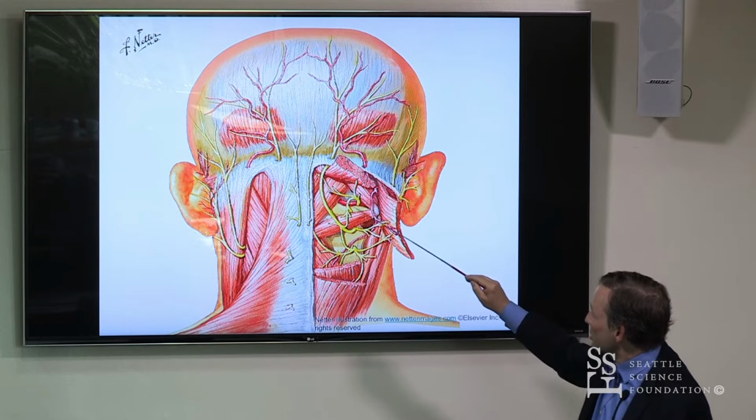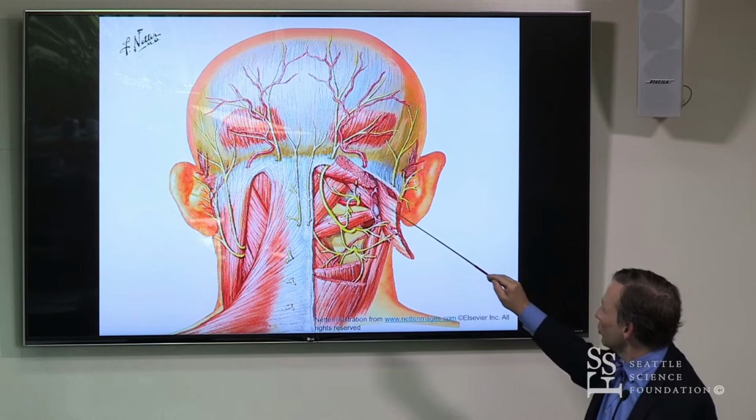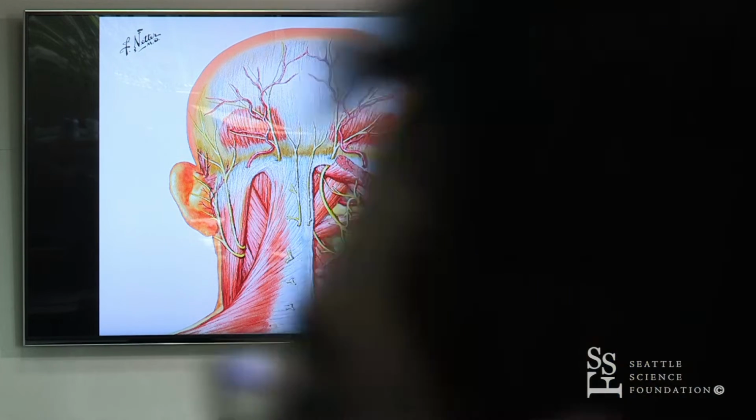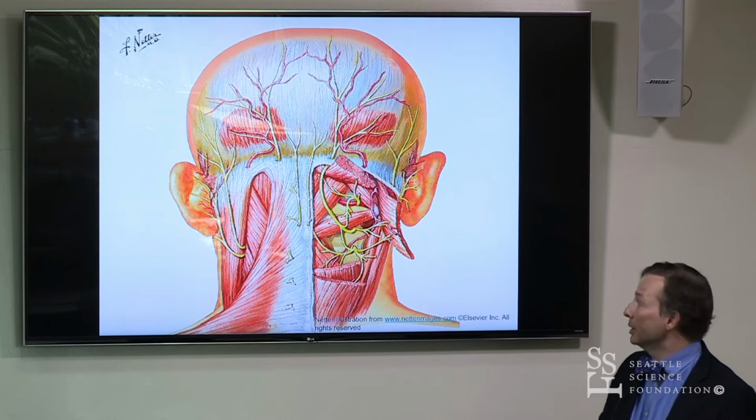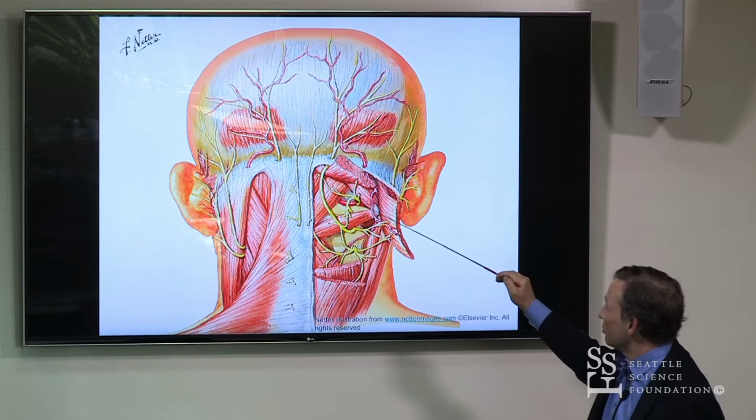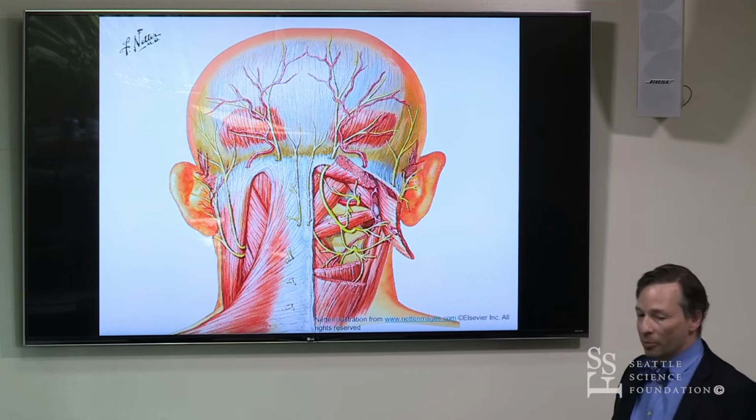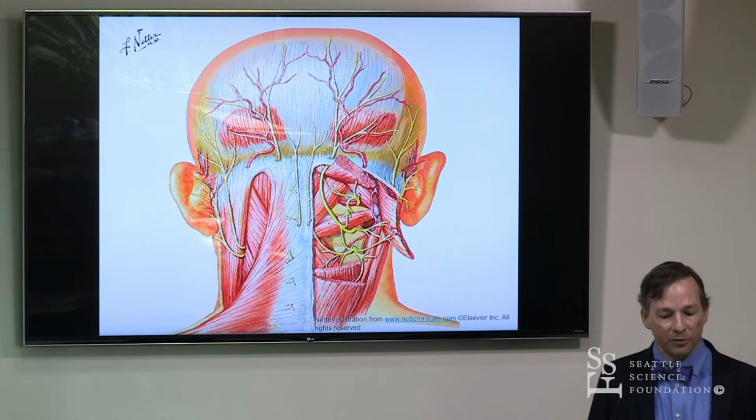You can make out the suboccipital triangle. Remember, that's a good landmark because inside that triangle is where we find the vertebral artery, the suboccipital nerve, and the posterior atlanto-occipital membrane, as well as the posterior arch of C1.